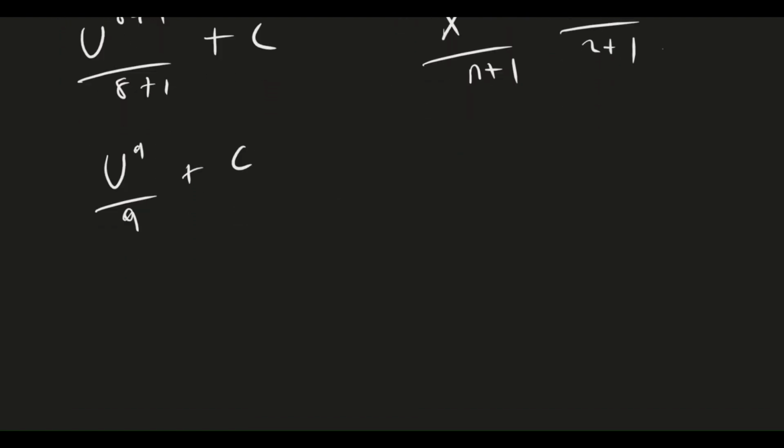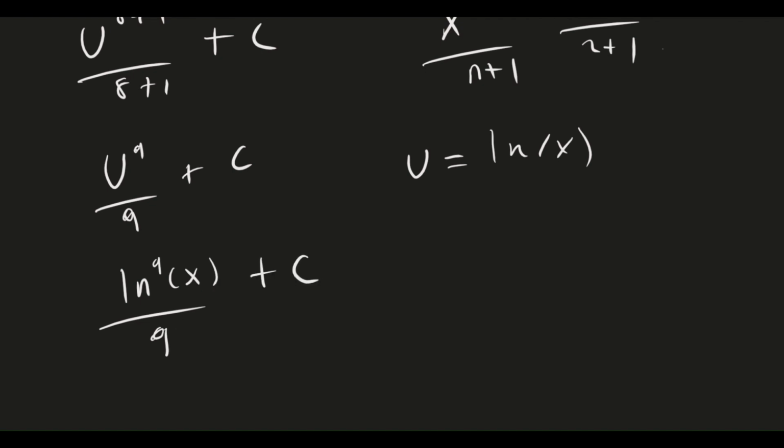We can substitute the value for u, which was, in our case, ln x. So by substituting ln x, we're going to have (ln x) raised to the power of 9 all over 9 plus the constant of integration. So this is the final answer for this problem.